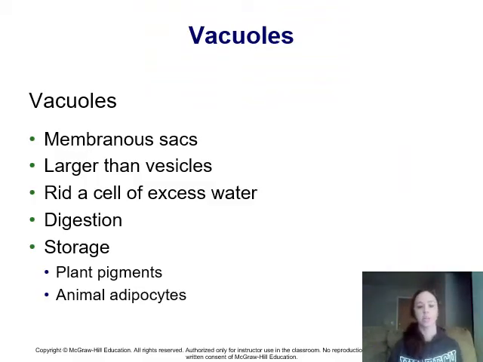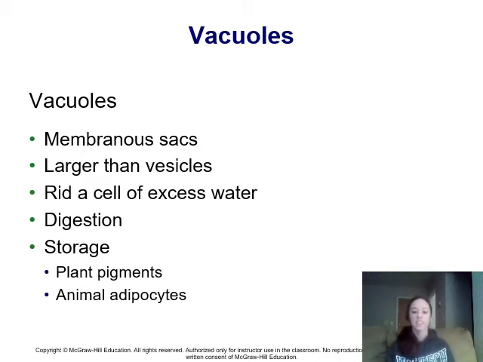The next organelle we'll talk about are vacuoles. Vacuoles are primarily going to be found within plants and protists, although they can be found in some animal species. There are many different types of vacuoles, but the main functions are going to be storage, digestion, and water expulsion, just depending on the organism that the vacuole is found in.